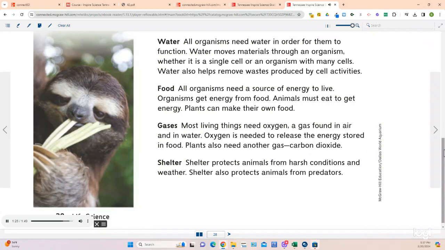Gases. Most living things need oxygen, a gas found in air and in water. Oxygen is needed to release the energy stored in food. Plants also need another gas, carbon dioxide.